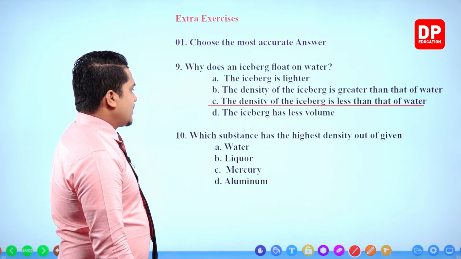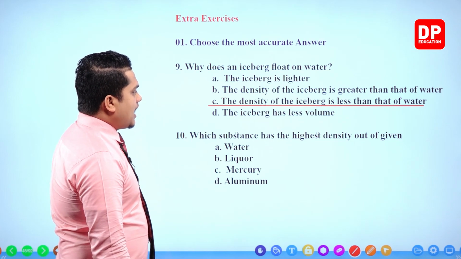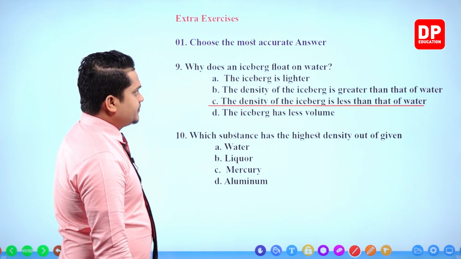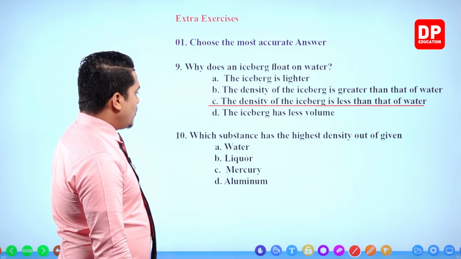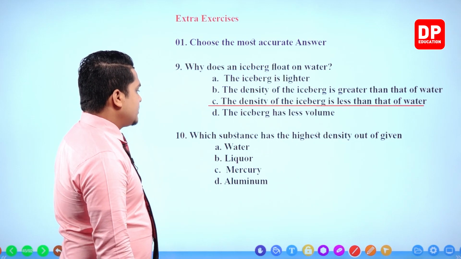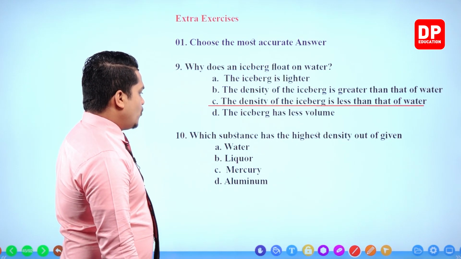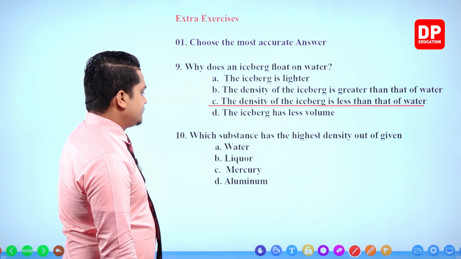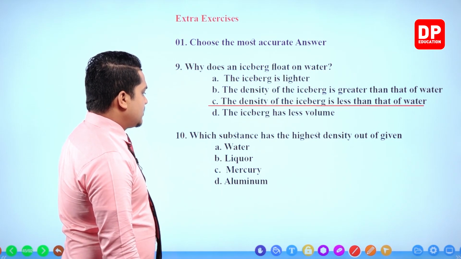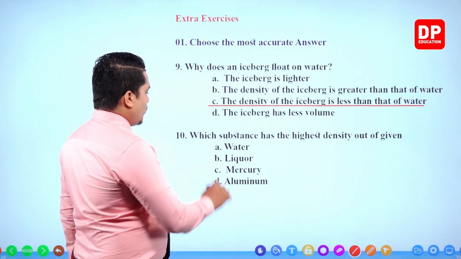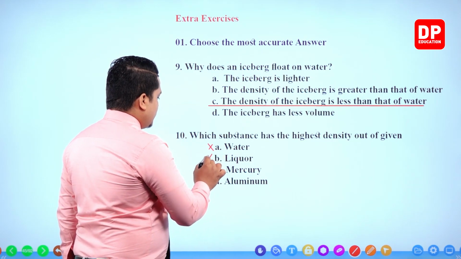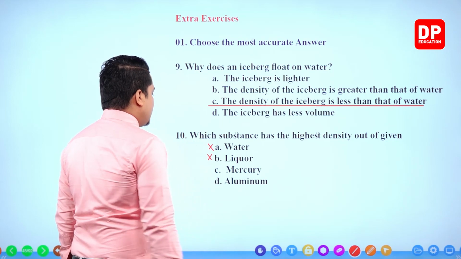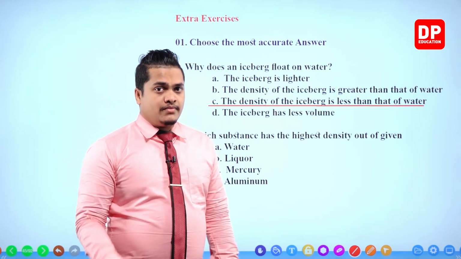Next one. Which substance has the highest density out of the given ones? Water, liquor, mercury, aluminium. You know that water and liquor, these two have the least densities. I think you can remember.